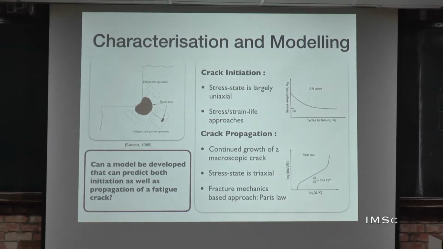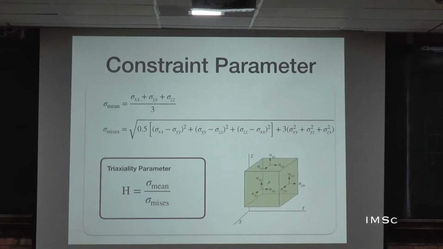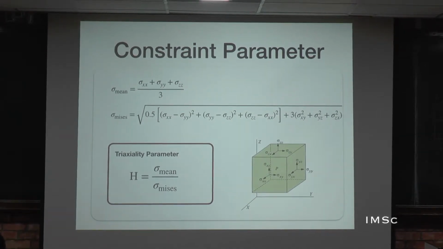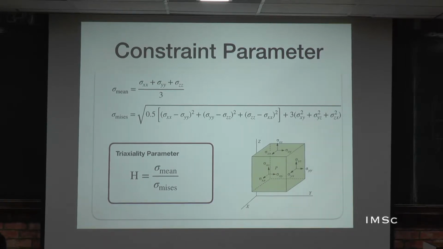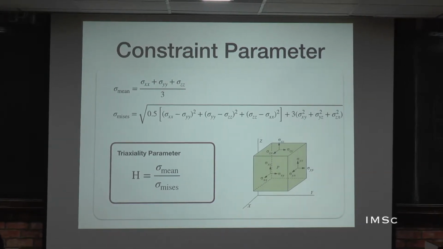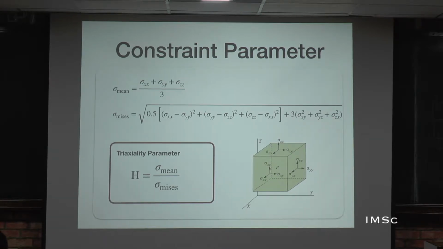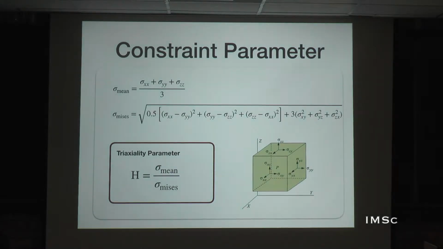So coming back to the idea: can we have a model which can predict both? And before we go further, I would just like to describe a few terminologies involved. What we are saying is that the constraint is a parameter which is going to be quantified with a triaxiality parameter, in which we have a ratio between two stress quantities. These stress quantities are invariants of stress transformation. So at any point, we have several components of stresses at different planes, and they make a tensor.